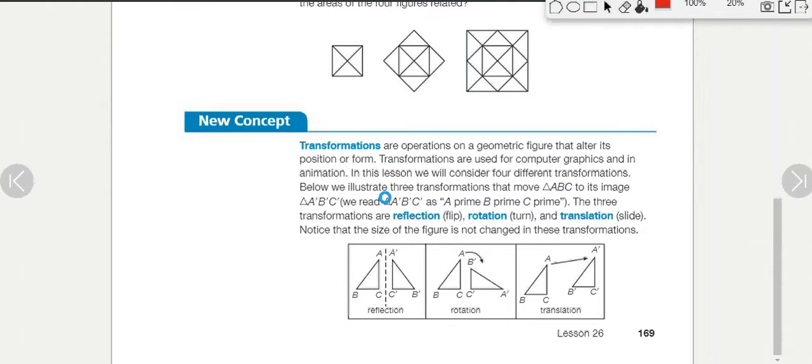Think of it as reflection is the word for it, which is really just flipping it, right? From here to here. Then there's rotation, which means instead of sitting on this side, what if we rotate it and now it's sitting on this side? So it's really a turn. And then finally a translation is where we simply slide it to a new spot. Might be up a little bit like this one, or definitely to the side a little bit. Those are the three transformations.